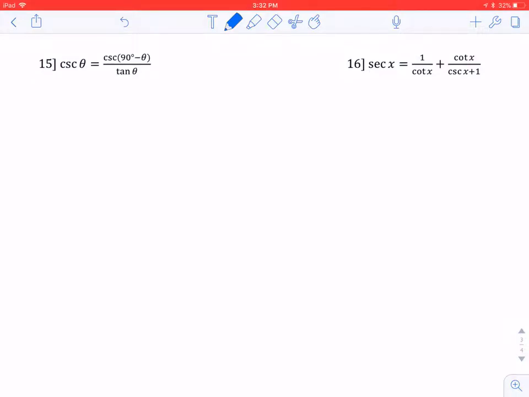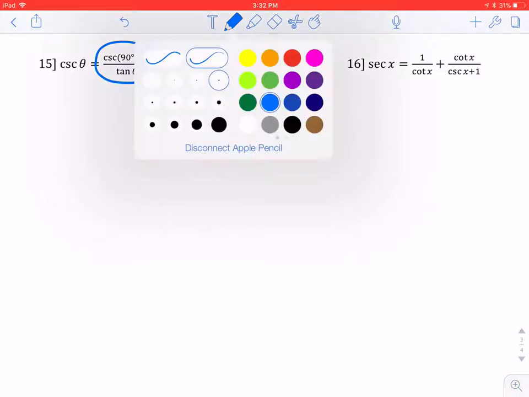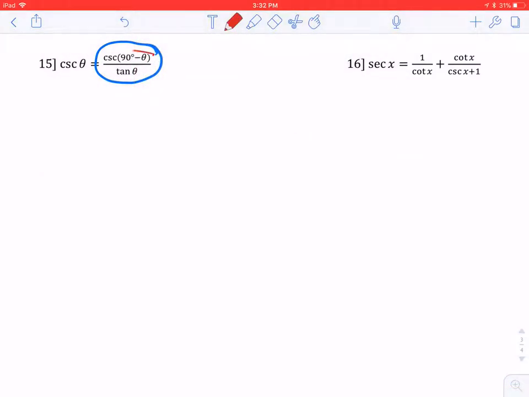This is how you establish the identity for problem number 15. First, I'm going to start by circling the right-hand side because it is more complicated. I look for any of my Pythagorean identity substitutions. All three of my Pythagorean identity substitutions have squared functions in them, and there are no squared functions in this, so those are out. I then notice that in my numerator, I have a cosecant of 90 minus theta.